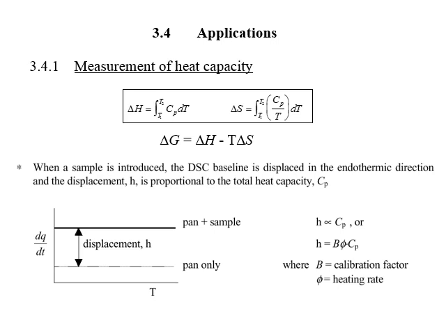When a sample is first introduced, the DSC baseline is displaced in an endothermic direction. That's because you've actually added sample to the sample pan, and you're relating it to another sample pan. That displacement is some value H and is proportional to the total heat capacity. By adding some mass of a sample to a sample pan, you've increased the heat capacity overall, and that shows up as a displacement H between a pan only and the pan and the sample. That H value is proportional to Cp, and H is equal to some calibration factor B times the heating rate times the heat capacity of the material.